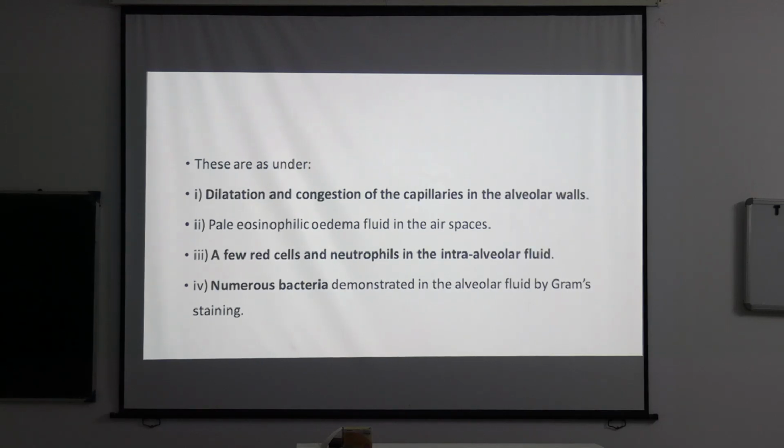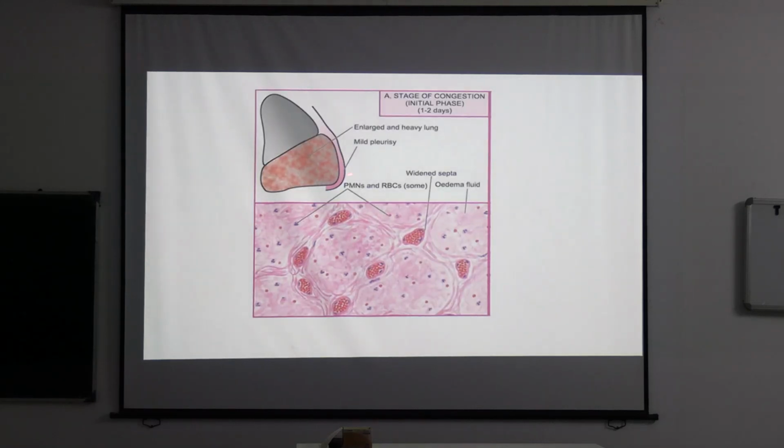These are: number 1, dilatation and congestion of the capillaries in the alveolar wall. Number 2, pale eosinophilic edema fluid in the air space. Number 3, a few red cells and neutrophils in the intra-alveolar fluid. Number 4, numerous bacteria. So this is the stage of congestion. Enlarged and heavy lung. These are the neutrophils and RBCs. These are RBCs, these are neutrophils. This is edema fluid.